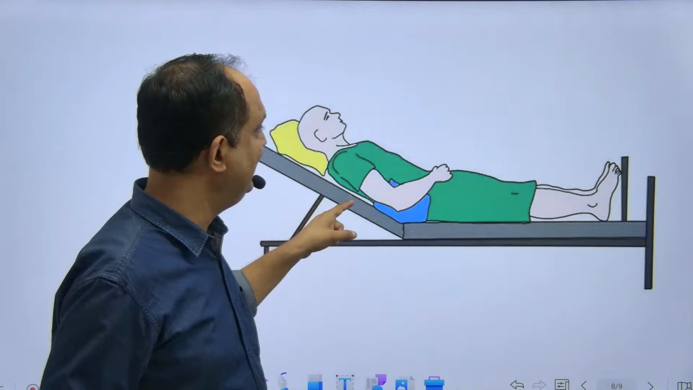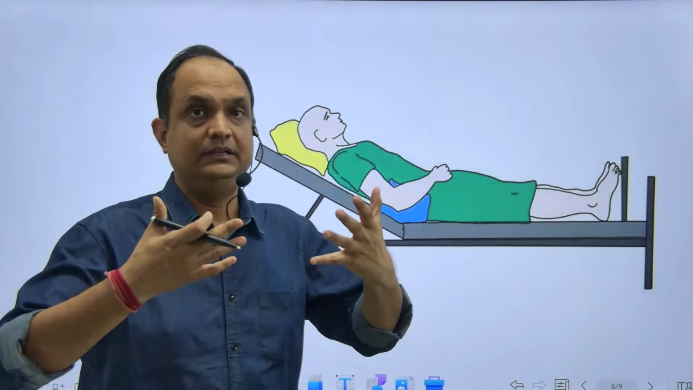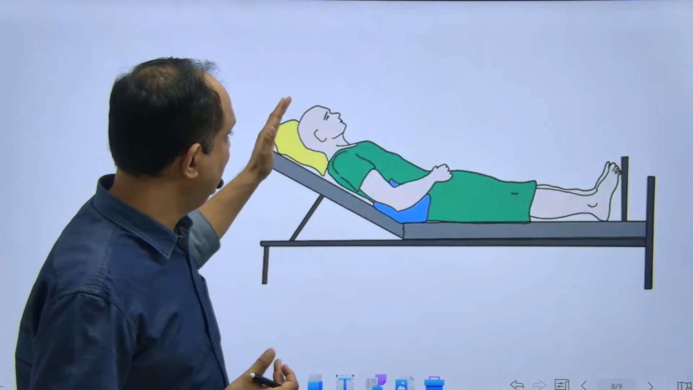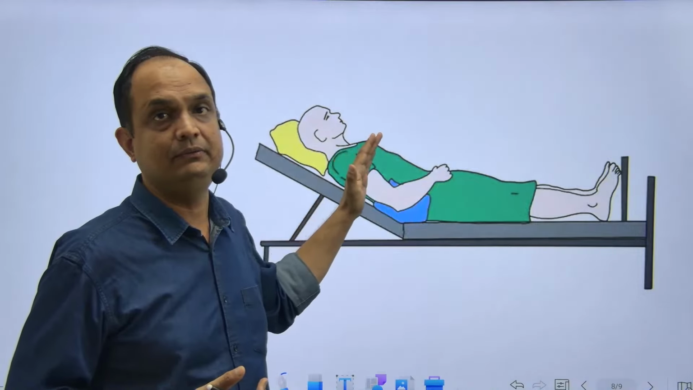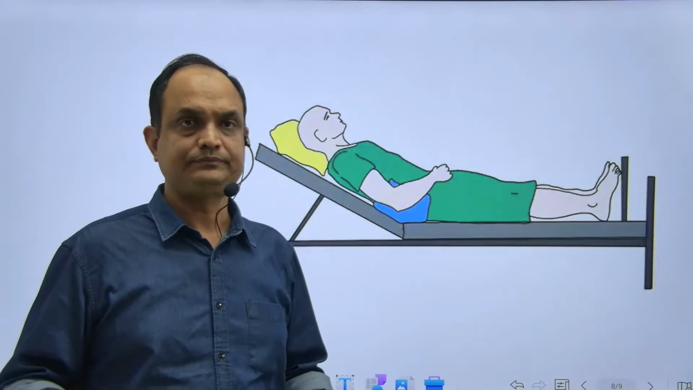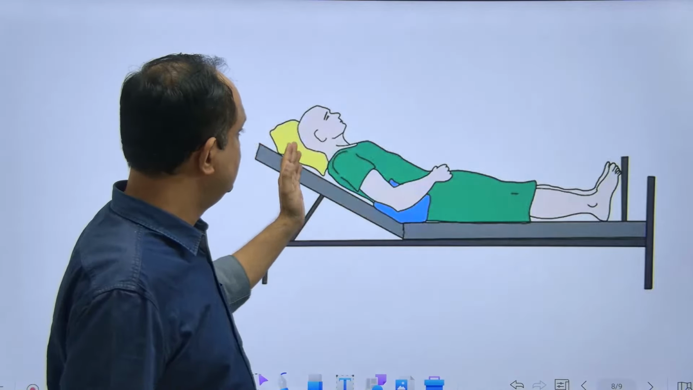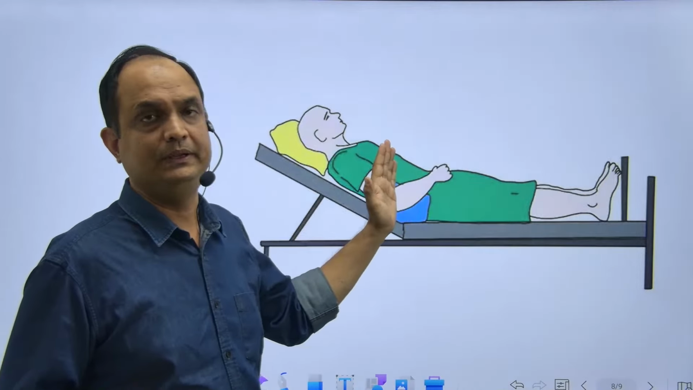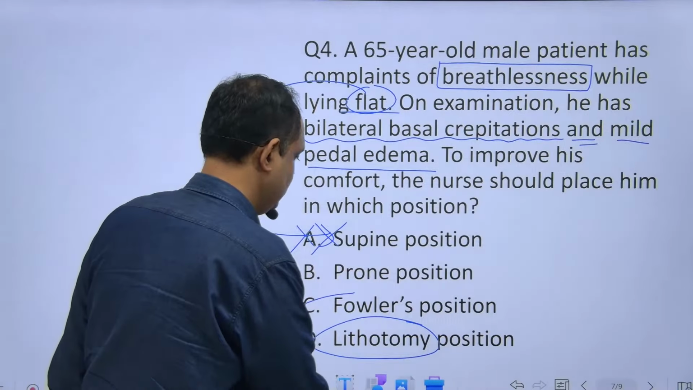This will help the person by increasing the descent of the diaphragm. The patient has more descent of the diaphragm, so that is helpful in taking more breath. So in case of dyspnea, in case of breathlessness, generally this head-up position should be given, and this position is known as Fowler's position.